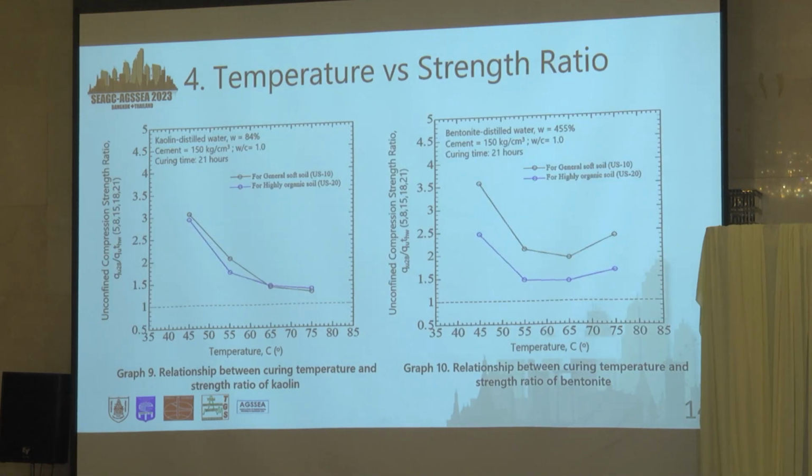This is also the last graph I will show for today's presentation. As I mentioned before, the maximum is close to about 1.5 for kaolin for the temperature and strength ratio. For the bentonite, as I mentioned before, the maximum is at about 55 or 65 degrees Celsius. After that, the strength of the soil becomes weaker.